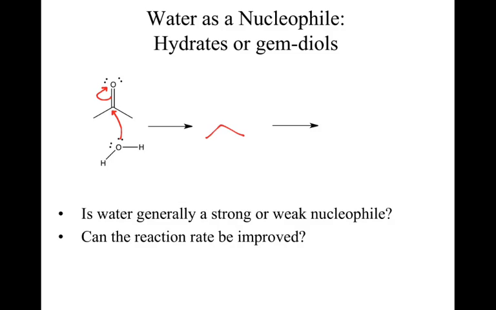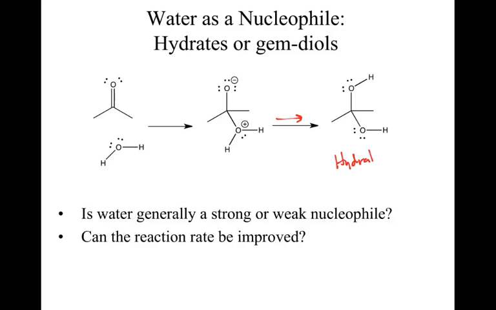The result is we would have popped open our structure. We would have had a negative charge here, and we would have a positive charge down here. The oxygen doesn't want to be positively charged, so we can do a sequence of acid-base reactions, which is really two mechanistic steps, to get to our final structure. That final structure is known as a hydrate because we added water across the pi bond. So it's been hydrated.